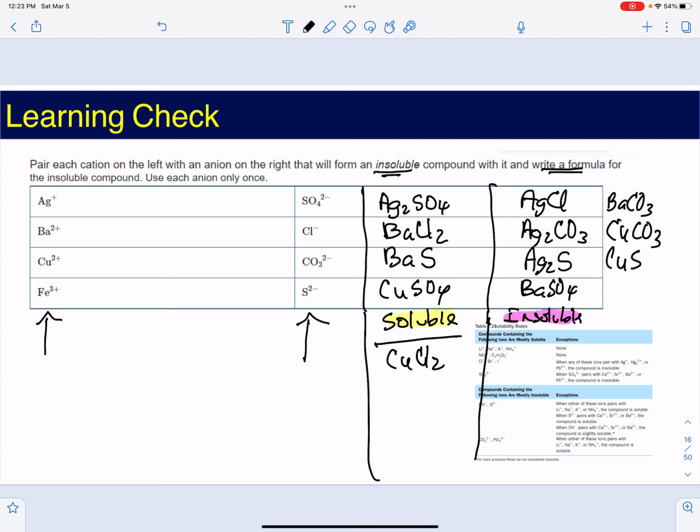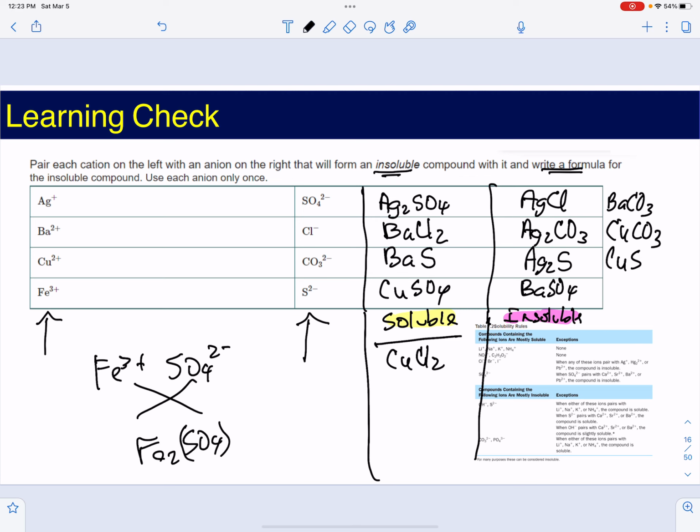All sulfates are soluble, and iron is not an exception. So Fe3 plus combined with sulfate 2 minus gives Fe2(SO4)3, three of them. So that's going to be soluble. Fe2(SO4)3.